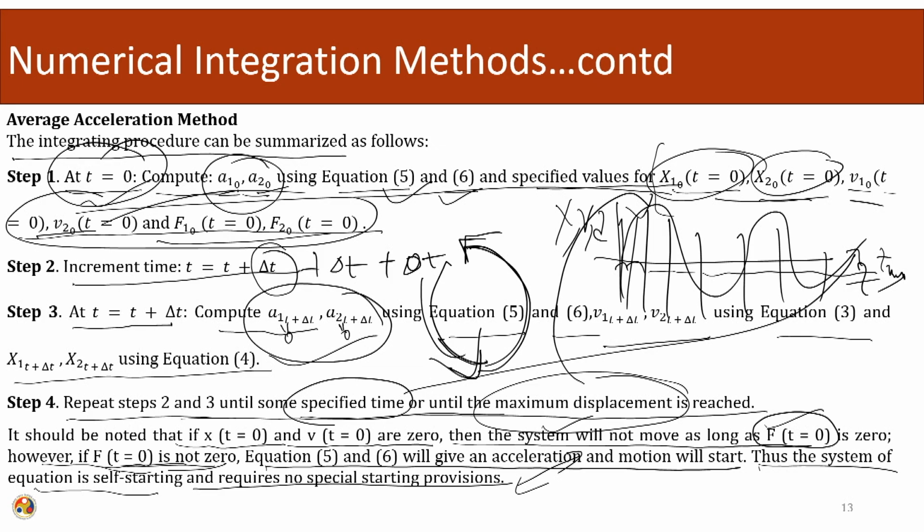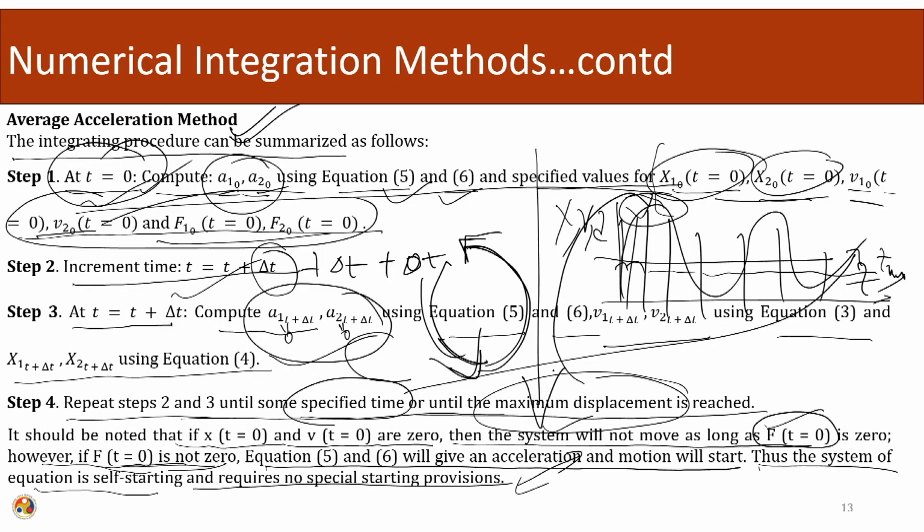So, this is how the average acceleration method works. We calculate the initial acceleration, then we increment with respect to time t, and we keep this in the loop until we reach our specified value of time t or we get the maximum value. So, this is an easy method.